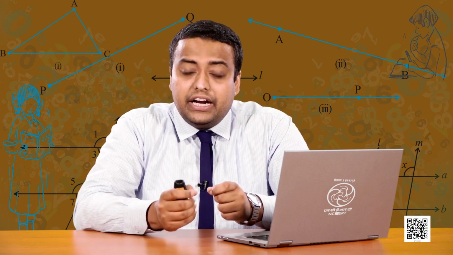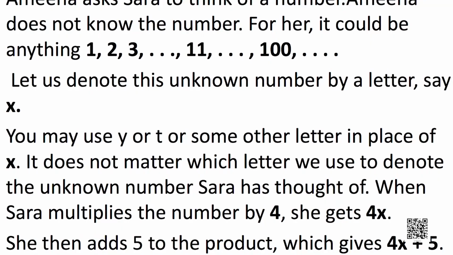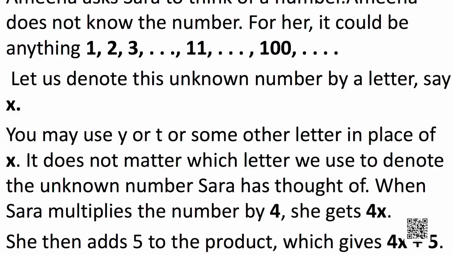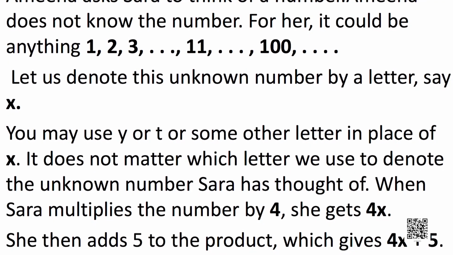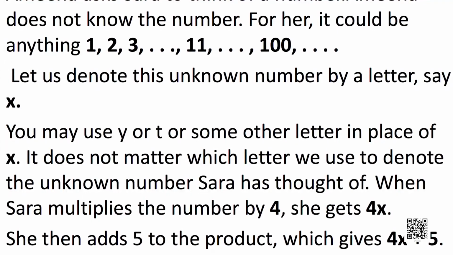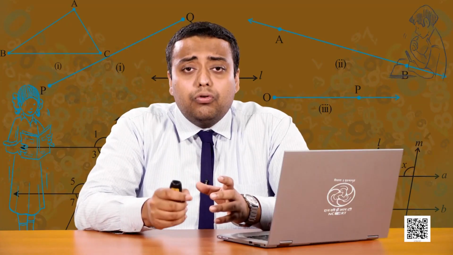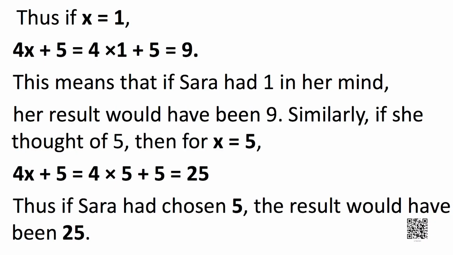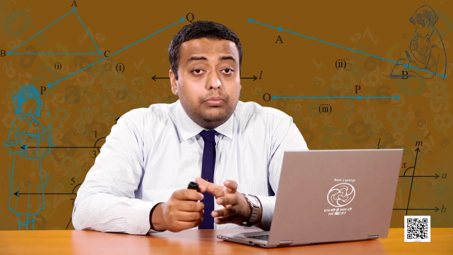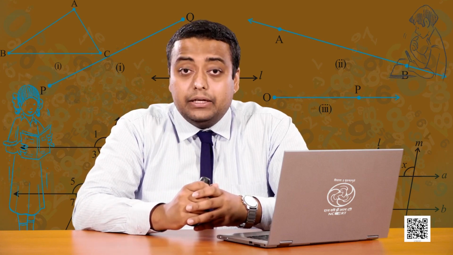When Sarah multiplies the number by 4, she gets 4x, 4 multiplied by x. She then adds 5 to the product, which gives 4x + 5. The value of 4x + 5 depends on the value of x. Thus, if x = 1, 4x + 5 = 4 × 1 + 5 = 9. This means that if Sarah had 1 in her mind, her result would have been 9.